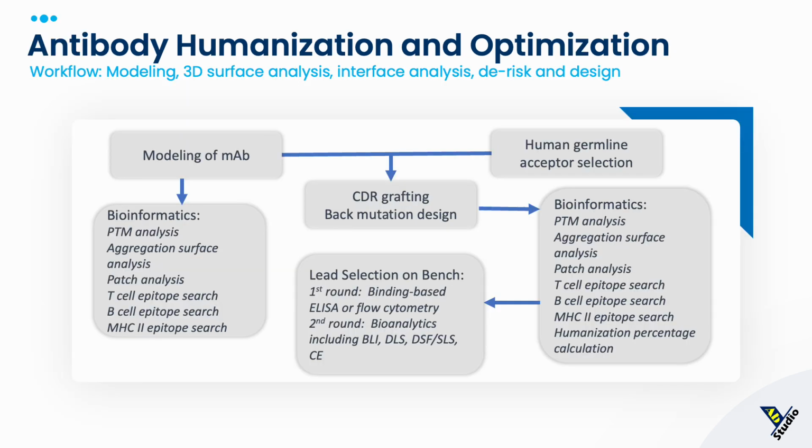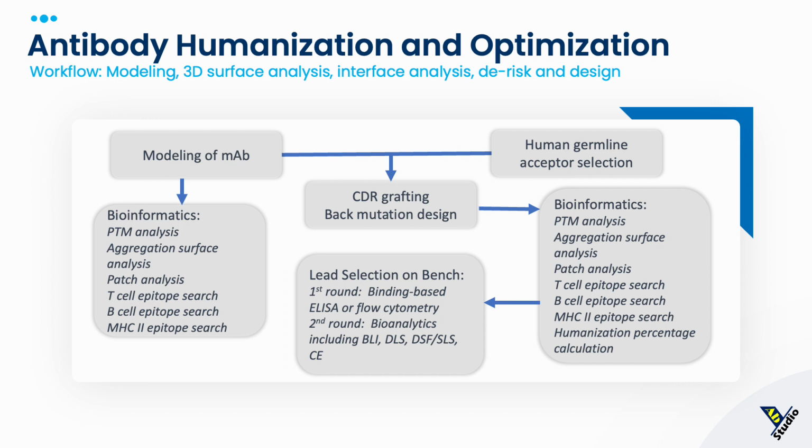This is the workflow of antibody humanization and optimization at AB Studio. Once we receive a non-human antibody sequence, we will first build up a 3D model of the FV of this antibody, and also we will input this FV into a database search for human germline antibody sequences, which share high homology to that of the query non-human antibody. Then we select the top leader human germline acceptor sequence, perform CDR grafting by replacing the CDRs of the human germline acceptor sequence with those of the query non-human antibody.